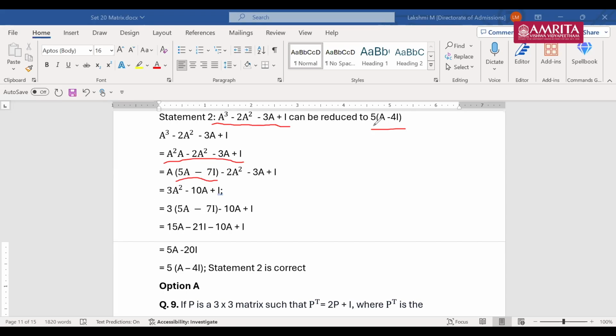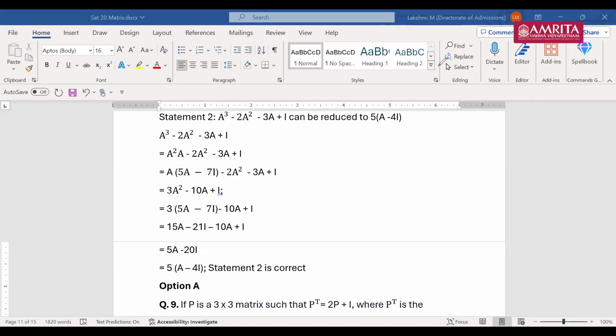Because I want it in terms of A and I, I have to reduce it until I get A. So this in turn is 3A square minus 10A plus I. I need to remove the A square, substituting 5A minus 7I. So this is 15A minus 21I minus 10A plus I. So this is 15A minus 10A, it's 5A minus 20I. If I take 5 outside, it's A minus 4I. So I got it.